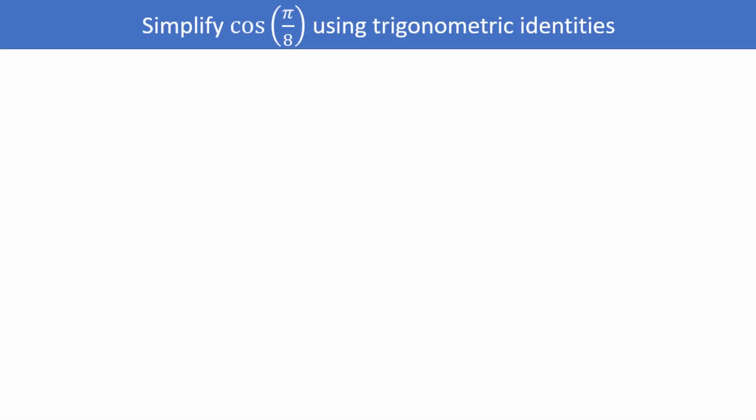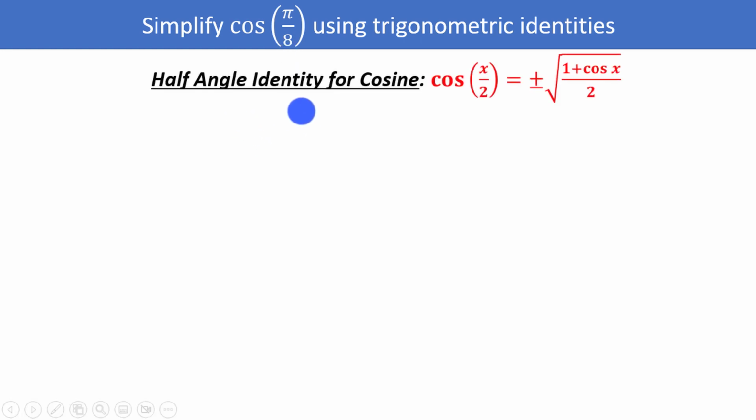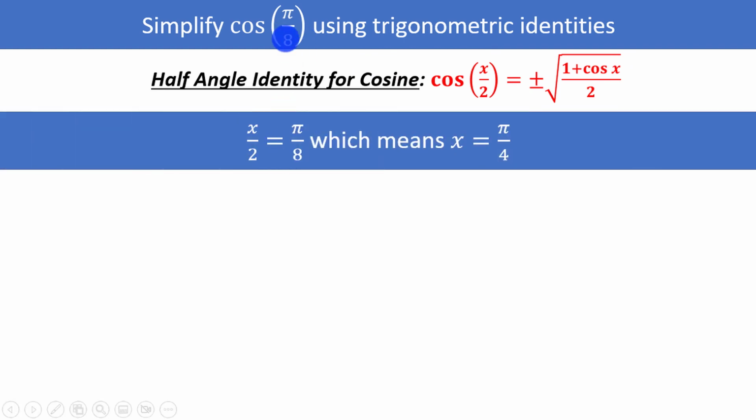Let's try this problem. We are asked to simplify cosine of pi over 8 using trigonometric identities. Now, pi over 8 is not a commonly known angle on the unit circle, but it is half of the angle of pi over 4, which is a commonly known angle. We can use the half angle identity for cosine, which tells us that cosine of half of some angle, or some angle x over 2, is equal to plus or minus the square root of 1 plus the cosine of x divided by 2. Note that x in the formula is double the angle that we see in our problem. So if our angle of x over 2 is pi over 8, then double that must be pi over 4.